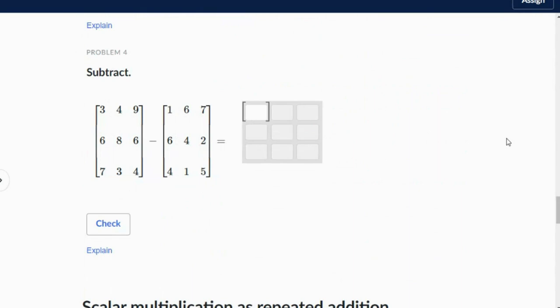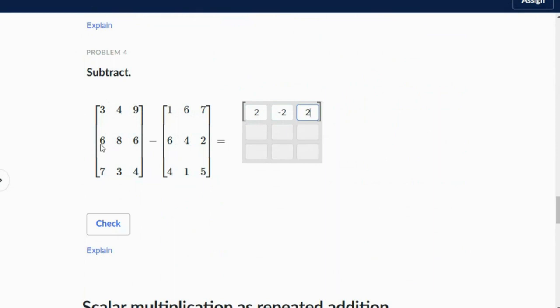Oh, come on. You don't have this already, folks. First row. 3 minus 1. I'm going to slowly go here. 2. 4 minus 6. Negative 2. And 9 minus 7. Oh, not a 3. 2. 2, negative 2, 2. All right, good job. I see a lot of 2, negative 2, 2s. 9 minus 7. All right.